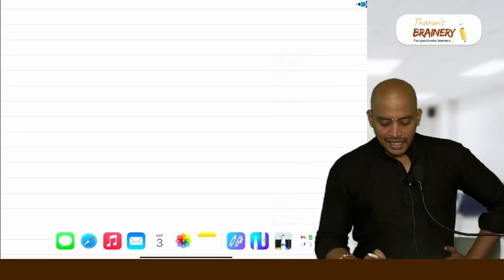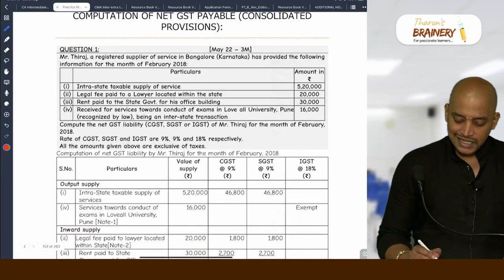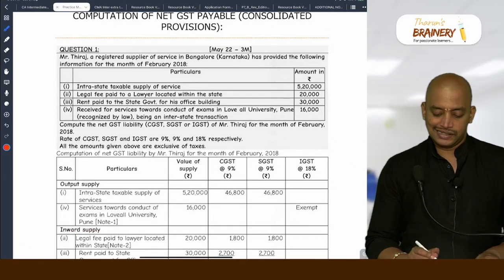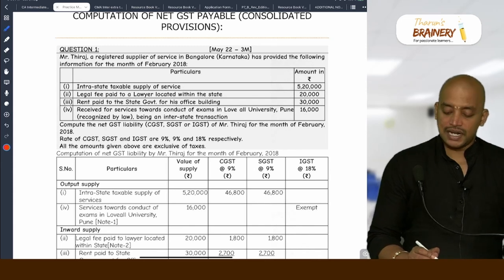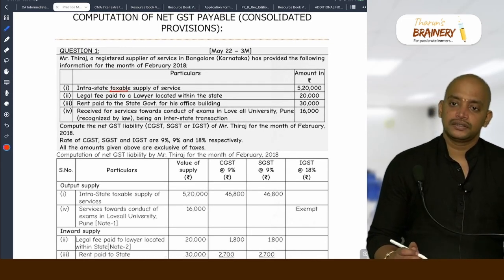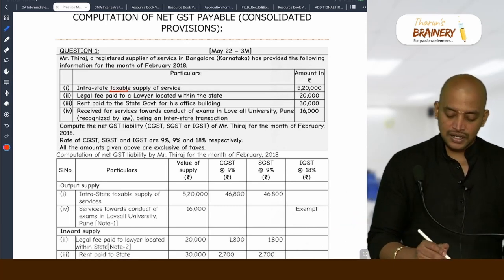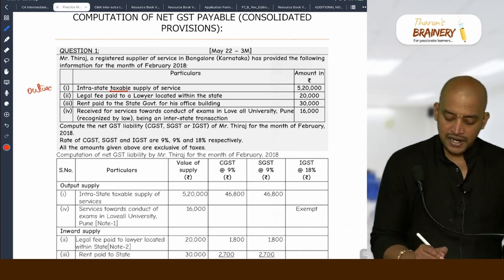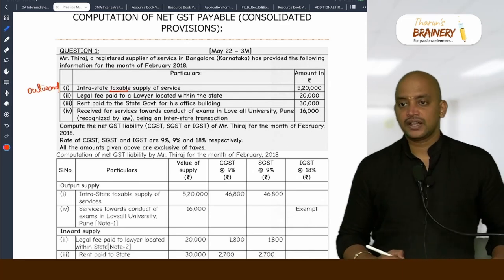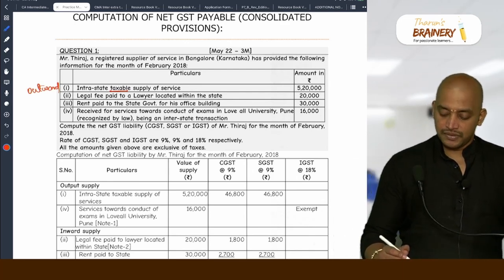Now parallelly you need to know in which place it should be coming. First, is it supply or not a supply? Supply. Taxable or exempted? Taxable. Inward or outward? Outward. Supply of service. So it is outward. Where it will come? First statement. Correct? FCM. So first statement it will come.